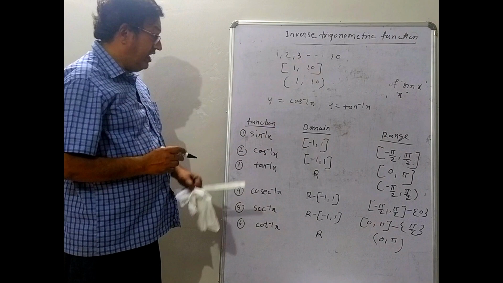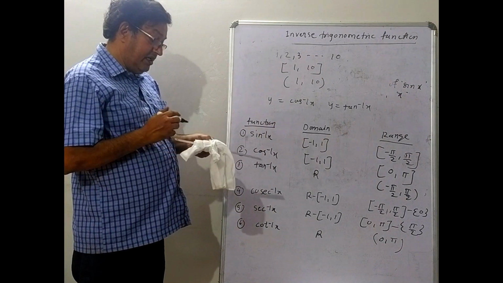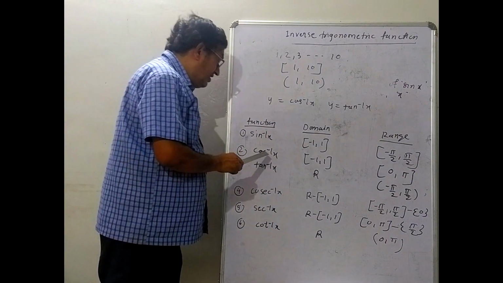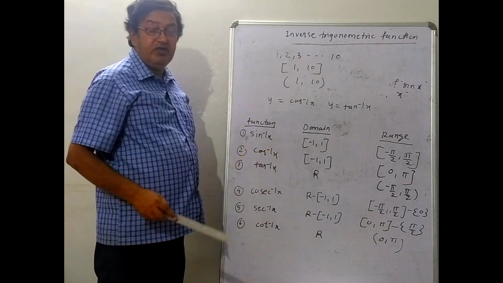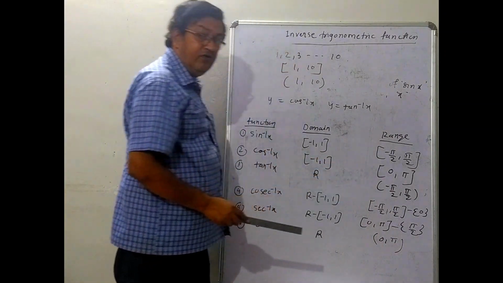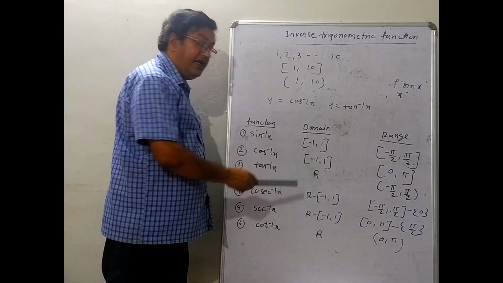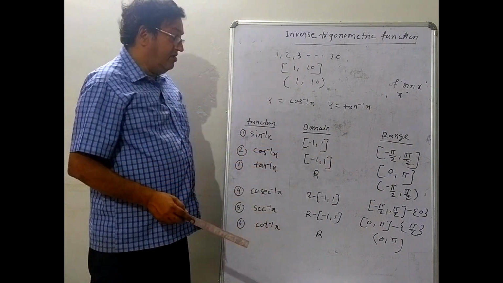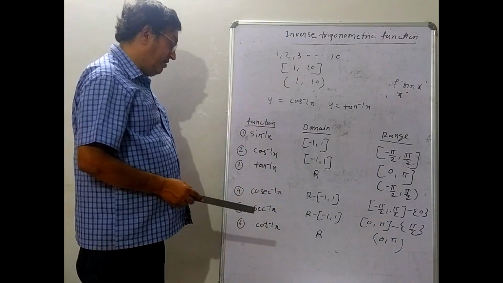So the domain for sine inverse is minus 1 to plus 1, and the range is minus 90 to plus 90. Again it is a closed interval. Then we come to the next inverse trigonometric function, cos inverse of x. The domain is again the closed interval minus 1 to plus 1, and the range is 0 to pi. For tan inverse of x, the domain is the set of real numbers, and the range is the open interval minus pi by 2 to plus pi by 2.